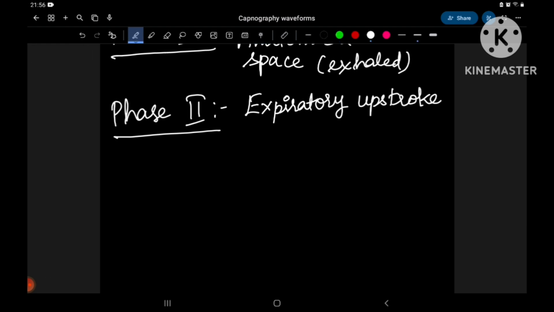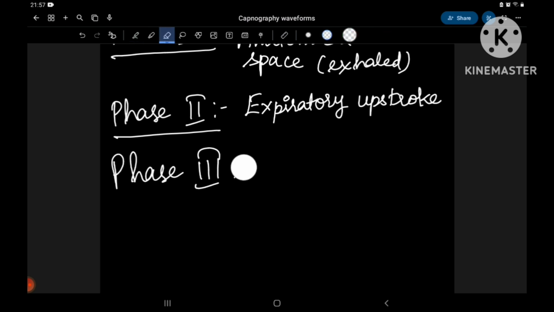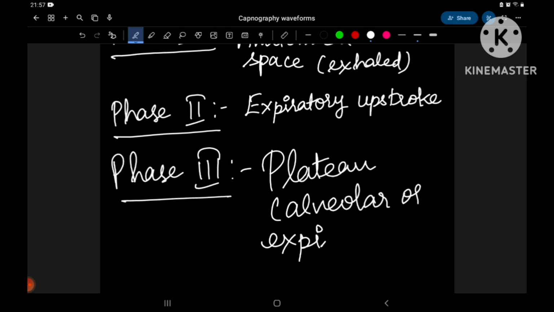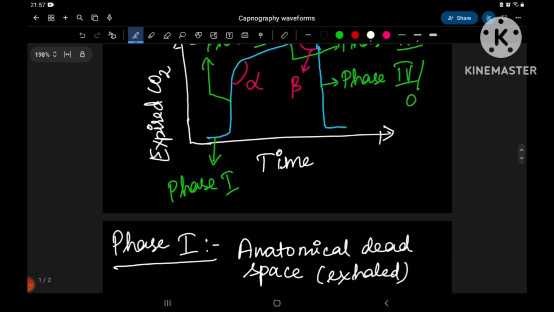Next, let's go to phase 3. What is this phase 3? It is also called the plateau. What plateau? It is the alveolar plateau or expiratory plateau. You can see it here, plateau.